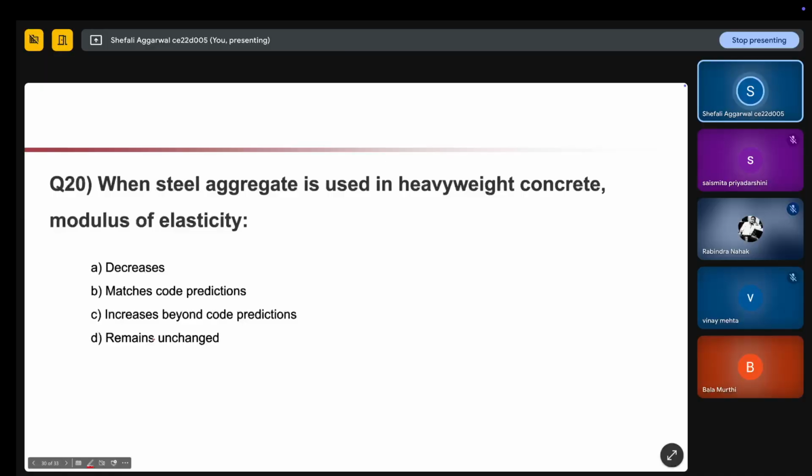When steel aggregate is used in heavyweight concrete, modulus of elasticity will decrease, will be the same, will increase, or will remain unchanged? So what is the role of using steel aggregates? C, correct. So if you are using steel aggregates in heavyweight concrete, your modulus of elasticity will actually increase.